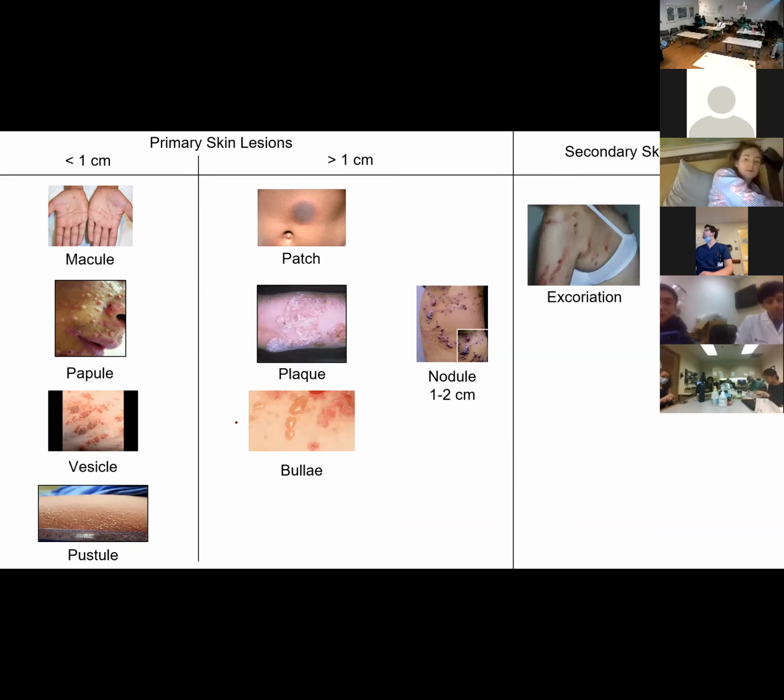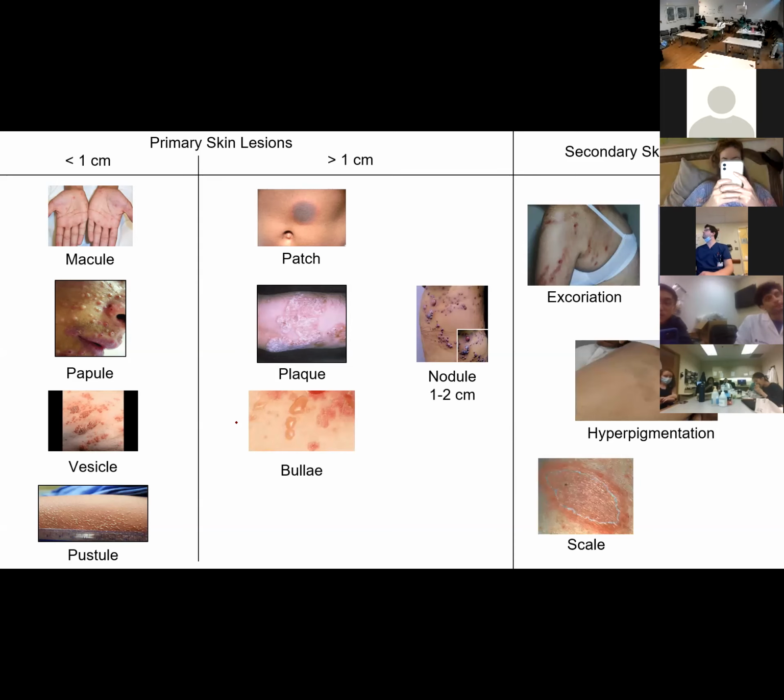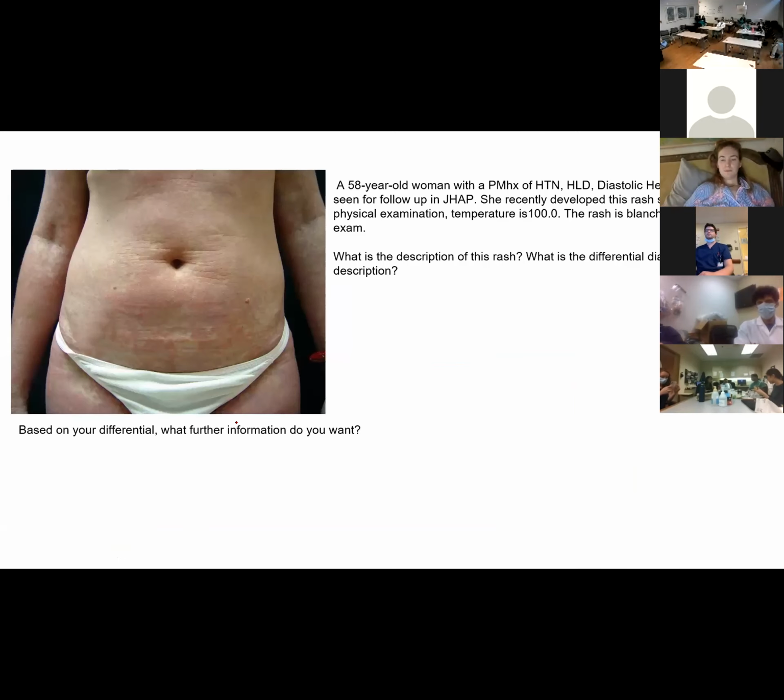And then for the secondary ones, there's excoriations, lichenification, hyperpigmentation, scale, and crust. I think those are the biggest ones, right? That's the way you think about it, and that's the way you describe the rashes. You can also put a lot of other stuff on top of that, but I think this is your baseline. All right. Anybody want to read this for me?